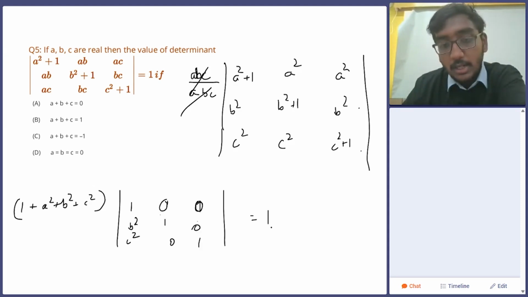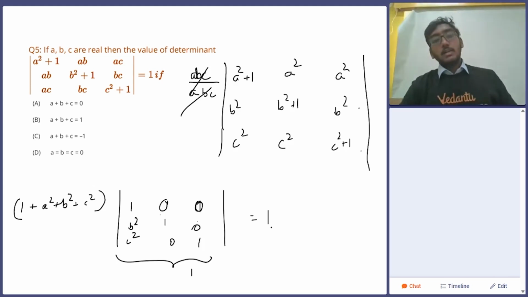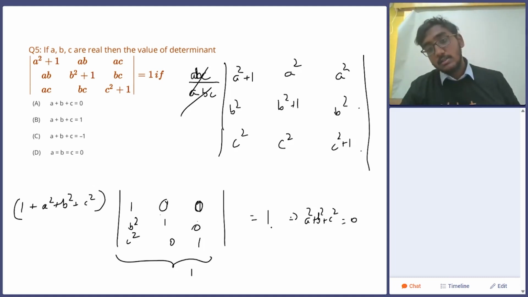1, 0, 0 and 1. Okay. So what will be the value of this determinant? It will be unity. It will be 1. So that means 1 plus A square plus B square plus C square is 1. That means A square plus B square plus C square is 0, right?